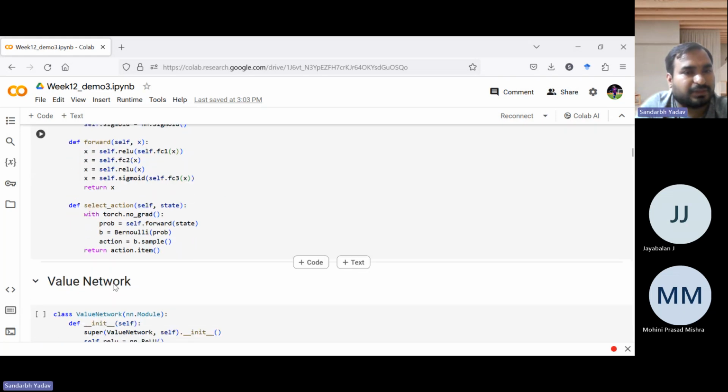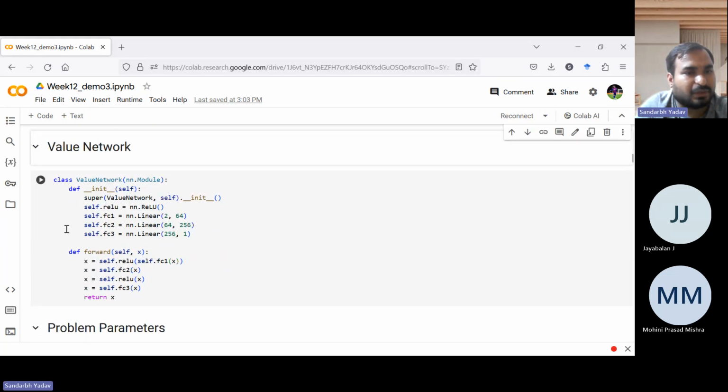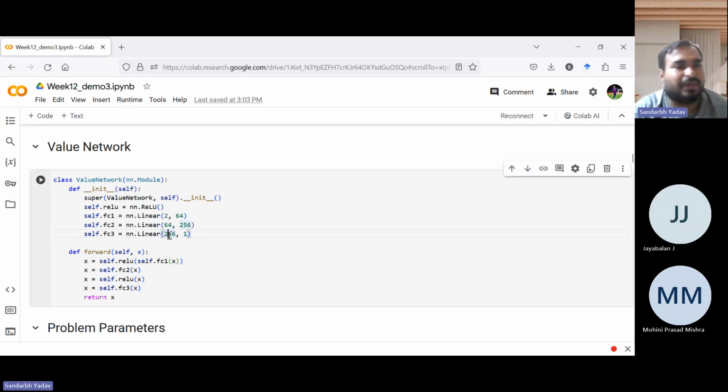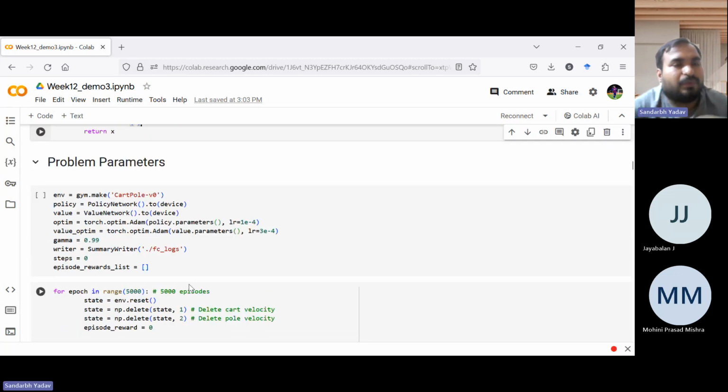Okay, so this is the policy network, and similarly the value network also. And this is the fully connected linear layer. And here, the last layer, we won't have sigmoid or something because we want a real value. So we will have just a fully connected layer. And these are the problem parameters.